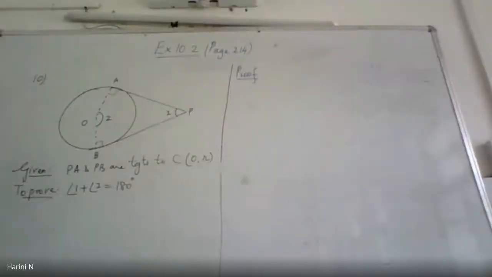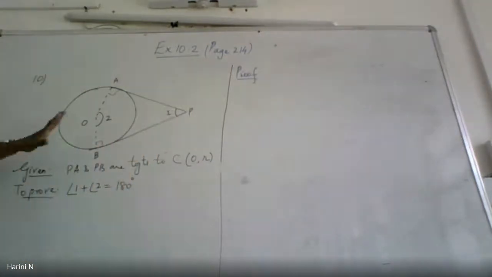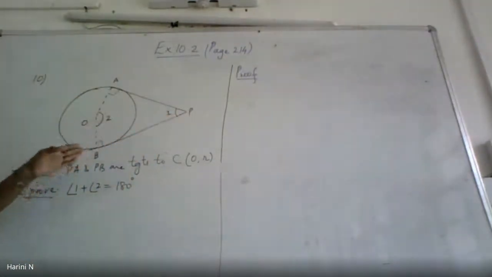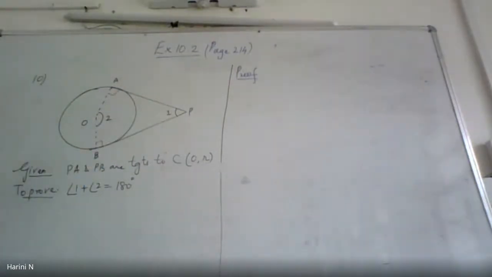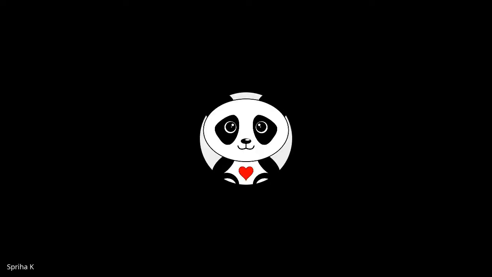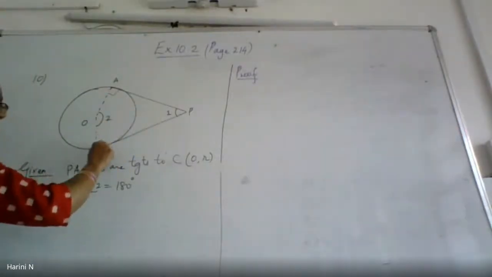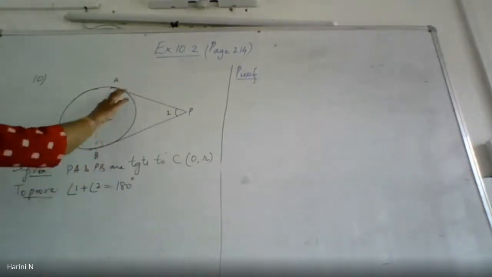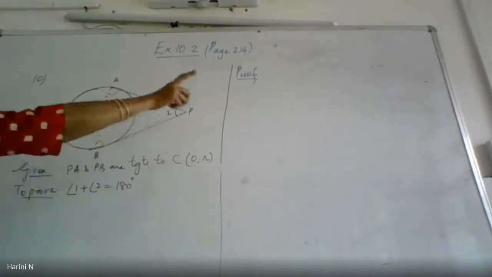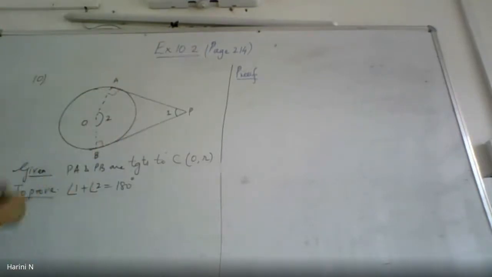Very good. Are you seeing a quadrilateral OAPB? It is a four-sided figure: OA, AP, PB and OB. What is the angle sum property of any four-sided quadrilateral? 360 degrees. So 1 plus 90 plus 2 plus 90 is equal to 360 degrees. This 90 plus 90 is 180. So 180 plus angle 1 plus angle 2 will be 360. From 360, if you remove this 180, you will get 1 plus 2 is equal to 180 degrees.